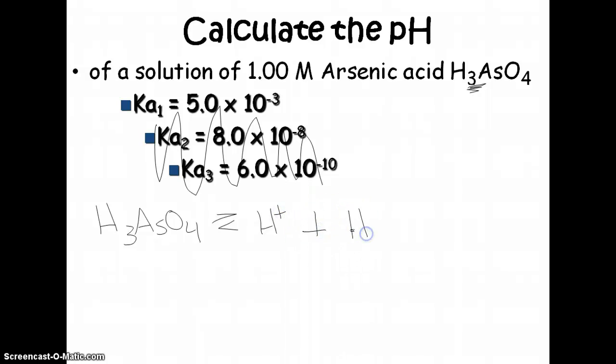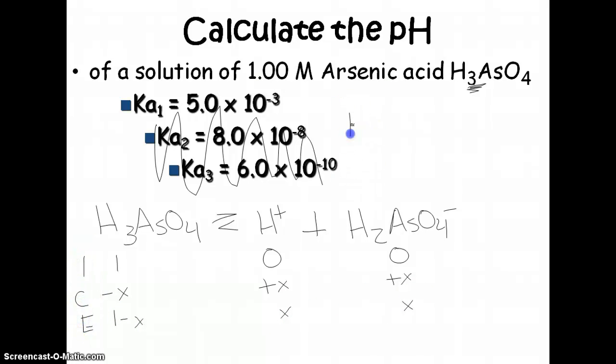H plus, and then you'll have H2AsO4 minus. All right, so we started with 1 mole of this, or 1 molar, so mole per liter, and we had 0 of these. Minus X, plus X, plus X, and at equilibrium we get 1 minus X, X, and X. So that completes our ICE table.